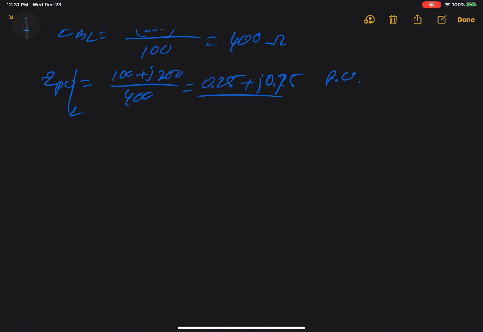Now if you put it all together, I did not do transformer 1 and 2, you can do that. For transformer 1 and 2, you can use either the lower voltage side or the higher voltage side, it doesn't matter. You'll get the same answer.